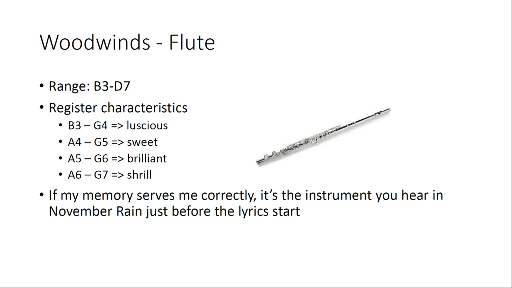Register-wise, it's a pretty mellow sounding instrument, and at least in the lower registers, it ranges from luscious and sweet to brilliant in A5 to G6, and it actually becomes quite piercing and shrill in the higher octaves. And as I've mentioned here, I think this is the instrument that plays in November Rain exactly before the lyrics begin. It's either that or a piccolo. I don't remember exactly which one, but it's one of these two.